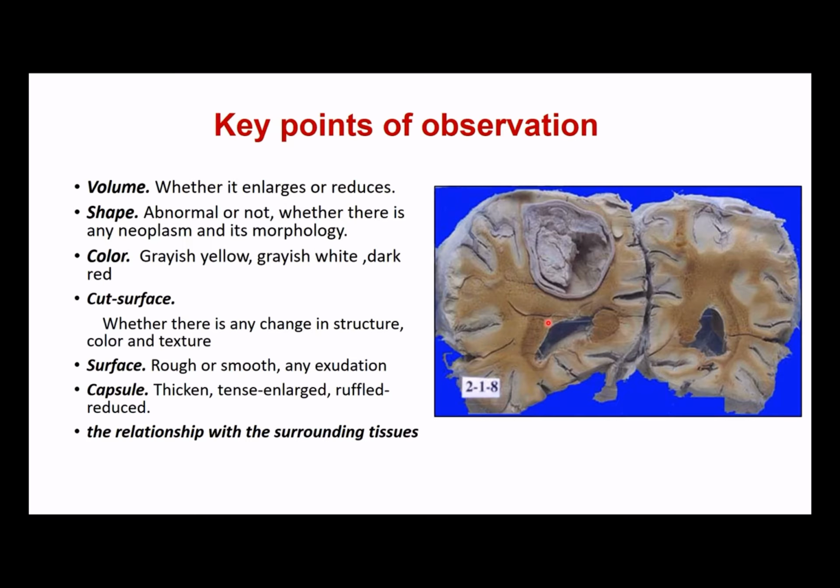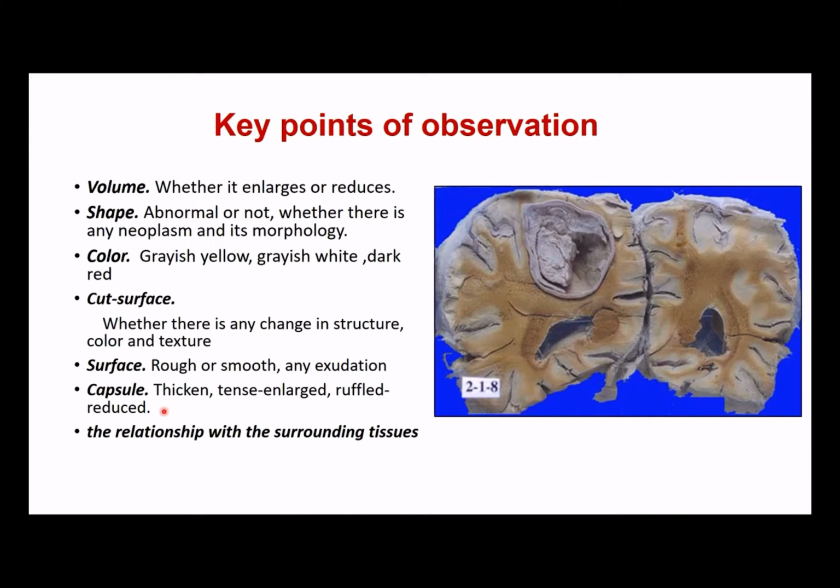Then the cut surface. We finally find the lesion here. It's on the cut surface. There is a large cyst in it, and the cyst is grayish white with some soft substance in it. Then the surface of this organ. Okay, the surface of the brain is relatively normal, right?